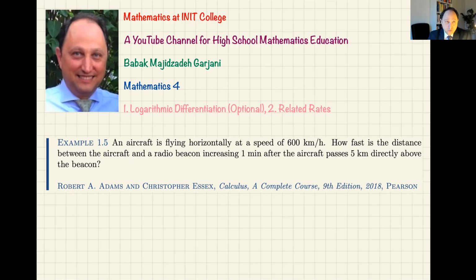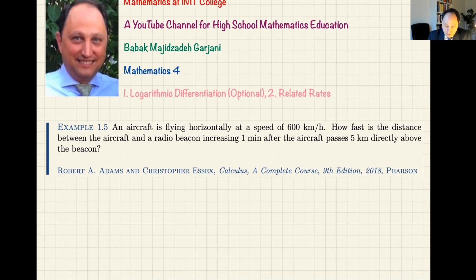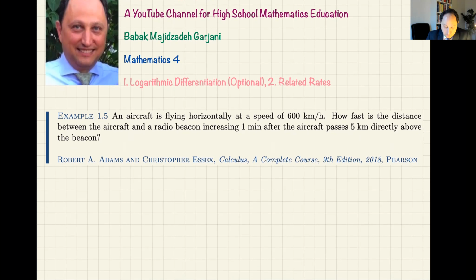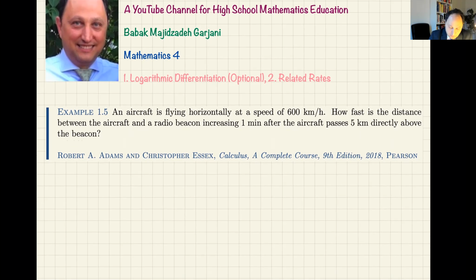Yes, you need to do all the pages in the book for the test on chapter 3. Okay, so let me read the question for you. An aircraft is flying horizontally at a speed of 600 kilometers per hour. How fast is the distance between the aircraft and a radio beacon increasing 1 minute after the aircraft passes 5 kilometers directly above the beacon?